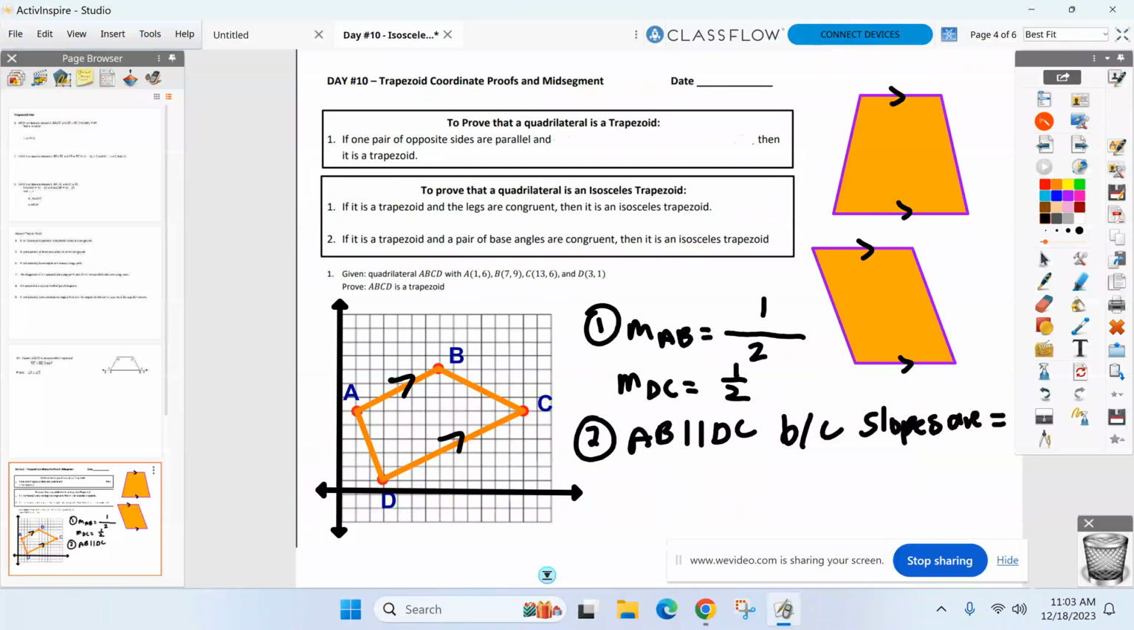And then now we're good. Usually I'd have to tell you the other pair are not parallel, but we don't have to do that anymore. One pair of opposite sides parallel, good enough to say ABCD is a trapezoid.